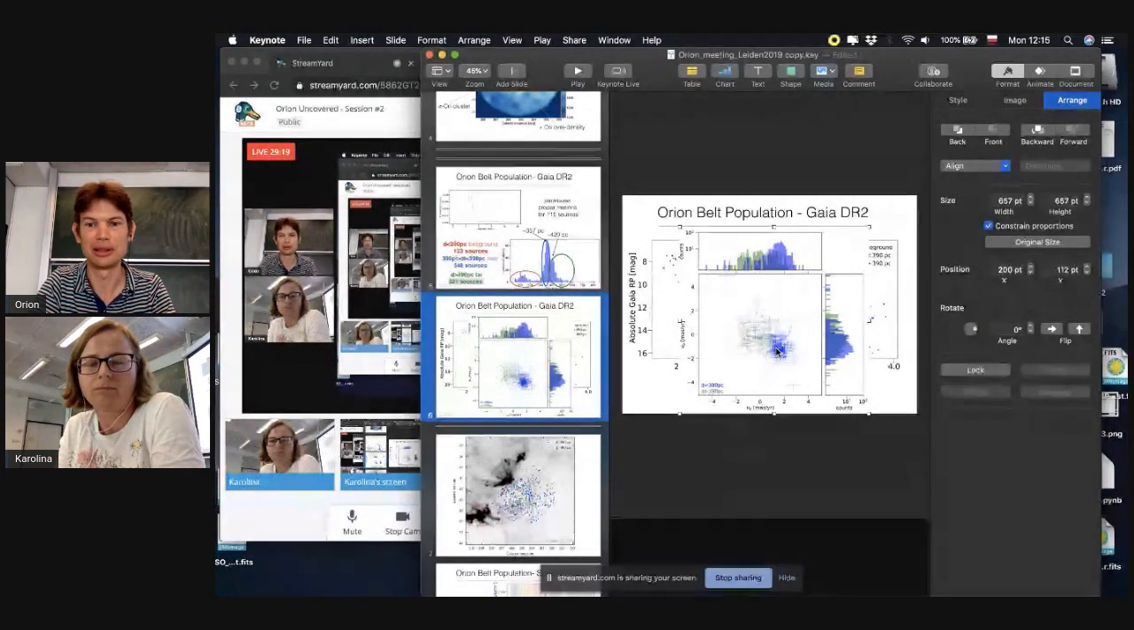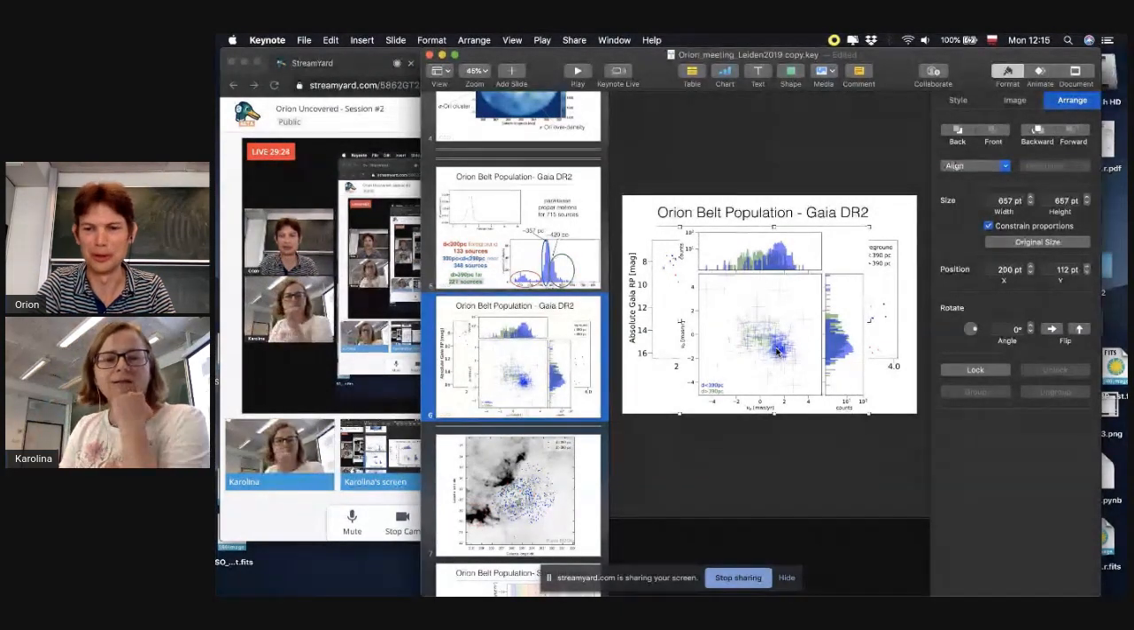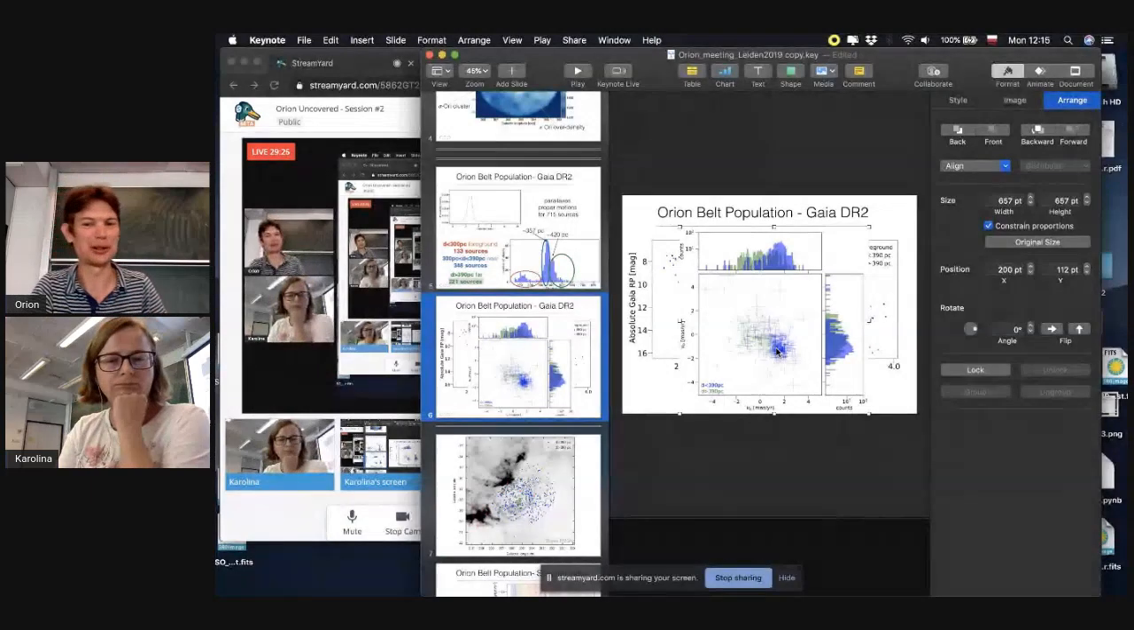There's another question here. This is from Alvaro. What is the fraction of sources with infrared excess as an indicator of youth?